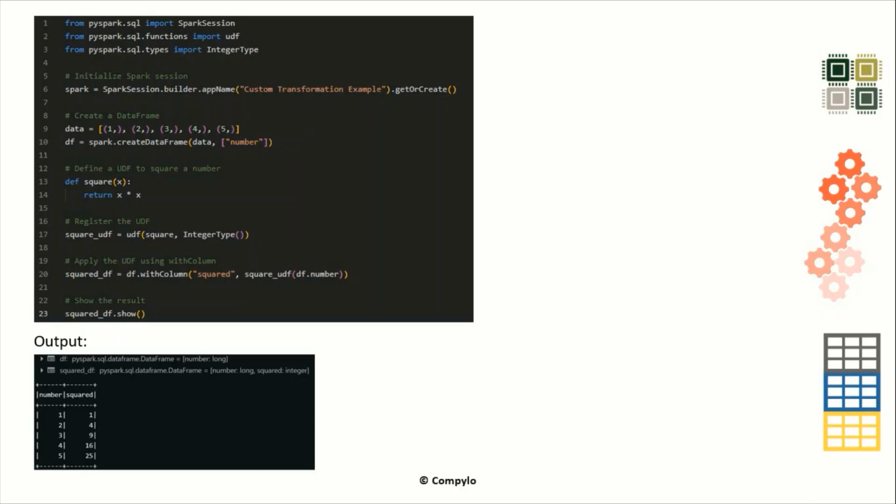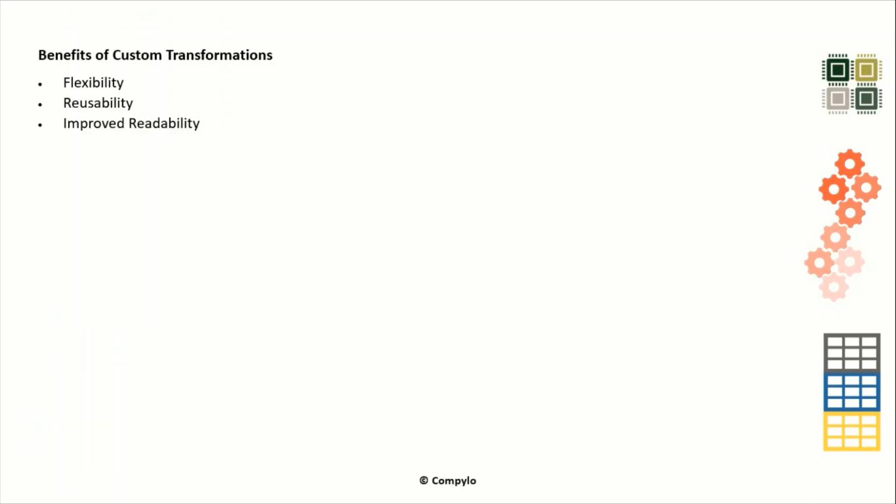When we talk about the output, you can see the first column shows the number and the second column shows the squared values. Now let's talk about a few benefits of custom transformations. The first one is flexibility. You can define any transformations that fit your data processing needs. Reusability: custom functions can be reused across different datasets and applications. And third is improved readability. Custom transformations can make your code clearer and more expressive.